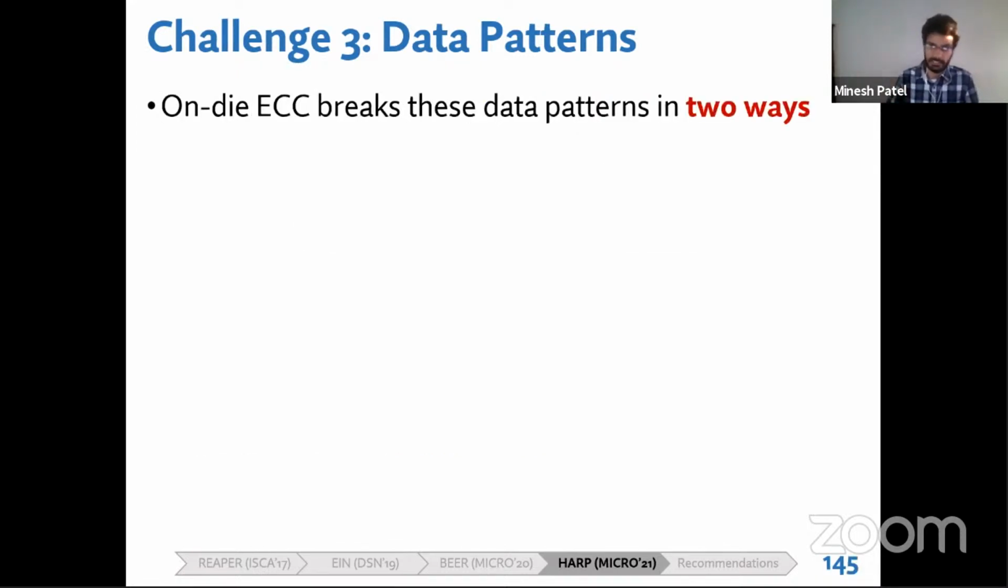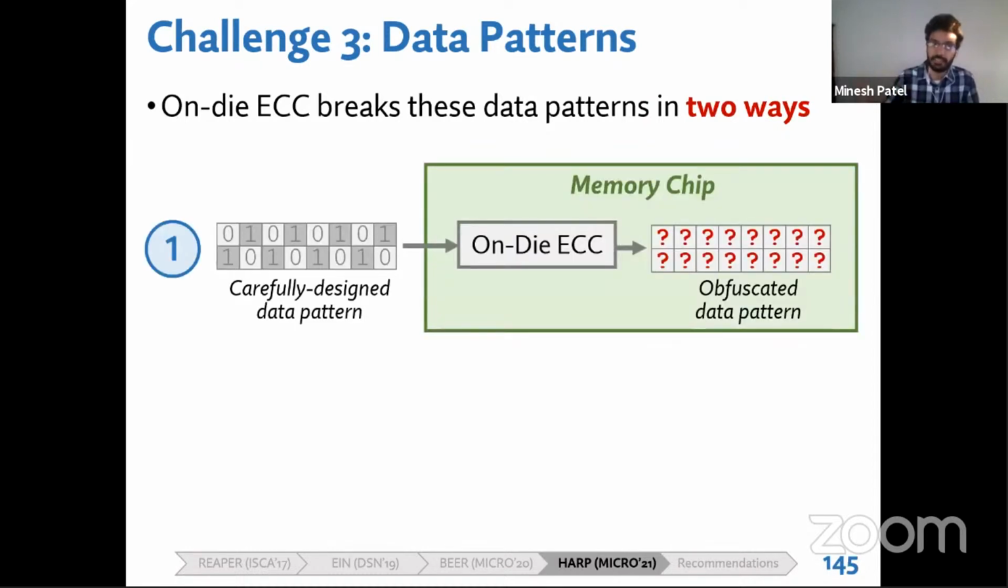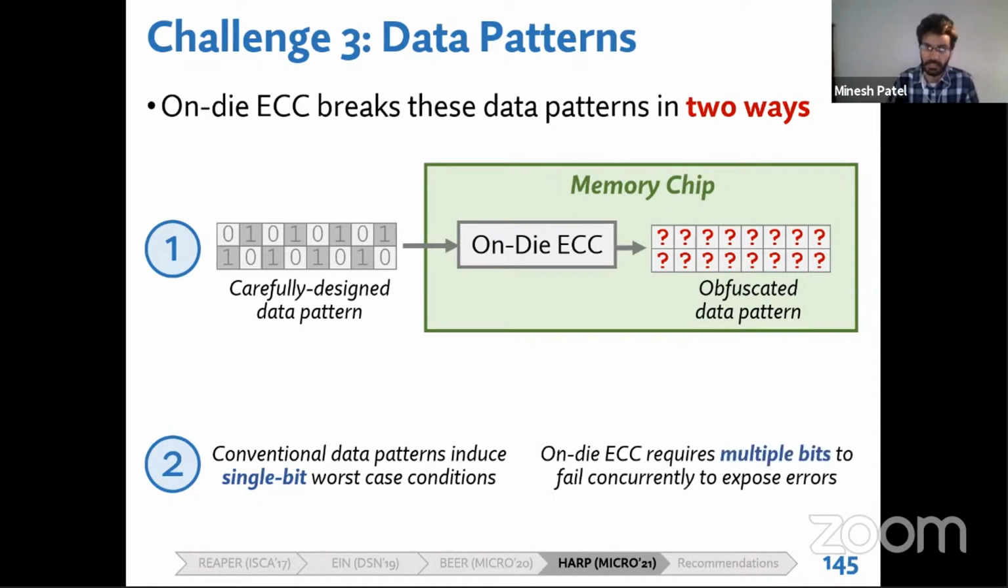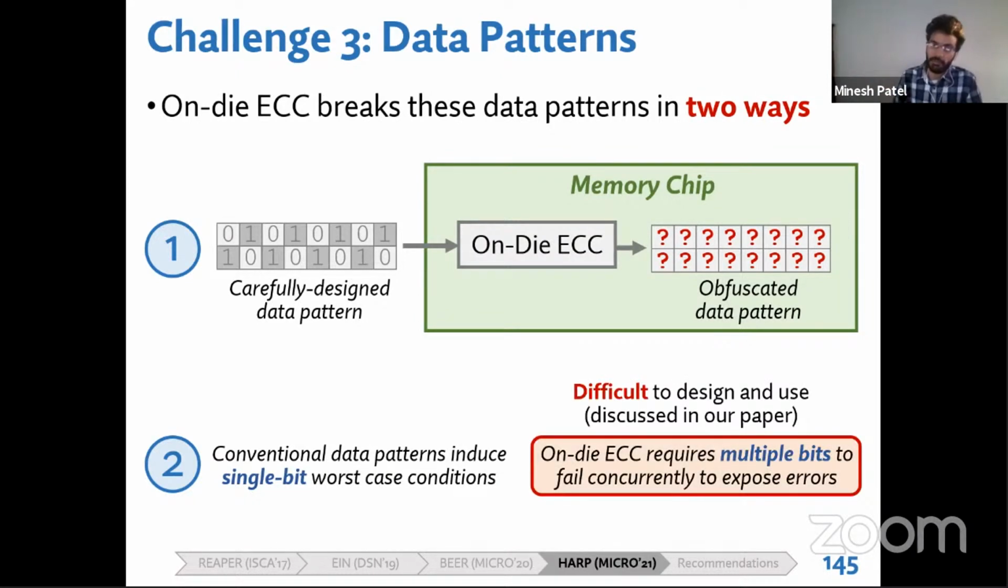So on-die-ECC actually breaks these data patterns in 2 different ways. First, on-die-ECC encoding turns a carefully designed data pattern into something that's obfuscated and unclear. And so the original intent behind a data pattern is potentially defeated. Second, on-die-ECC takes conventional data patterns that induce single-bit worst-case conditions into something that requires multi-bit worst-case conditions because pre-correction error combinations are required to expose errors. And as we discussed in our paper, this is difficult to design and use in practice.